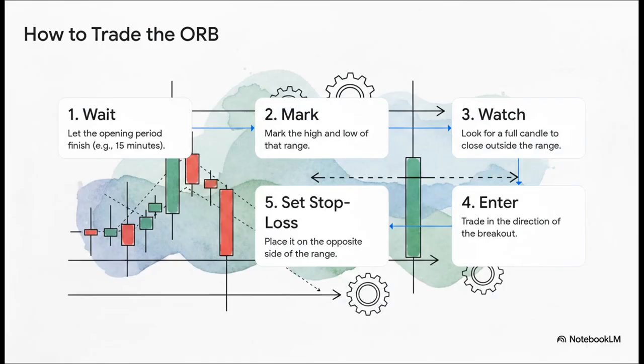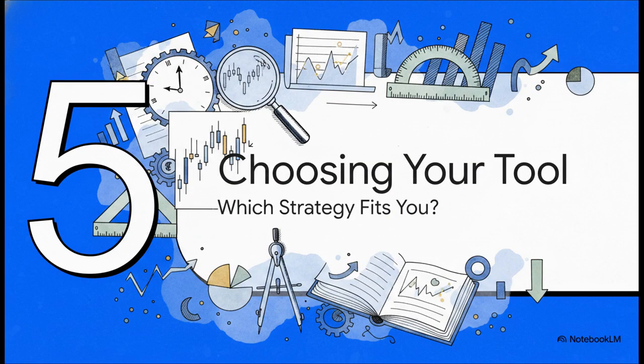The rules for ORB are super mechanical, which is why a lot of people love it. You wait for the first 15 minutes to pass, you mark the high and the low of that range, and you enter as soon as a full candle closes outside of it. And the best part? Your risk is perfectly defined right from the start. Your stop loss just goes on the other side of the box. Simple as that.